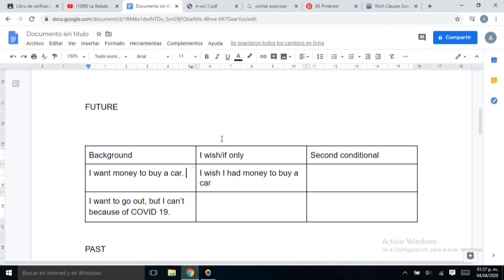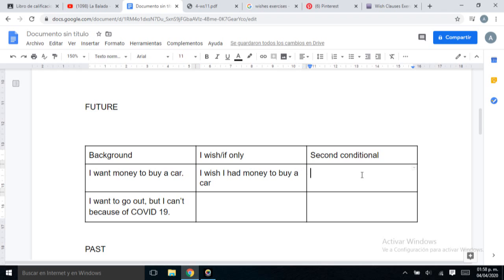As we mentioned, when we use this kind of expression, I wish or if only, my principal verb has to be in past simple. I wish I had money to buy a car. Then we have to be careful again with the vocabulary and the meaning. You have here, I want money to buy a car, but a sentence cannot be I wish I wanted money. No, because the meaning changes a lot. What you want in both of them is to have money. This is what you need to represent.